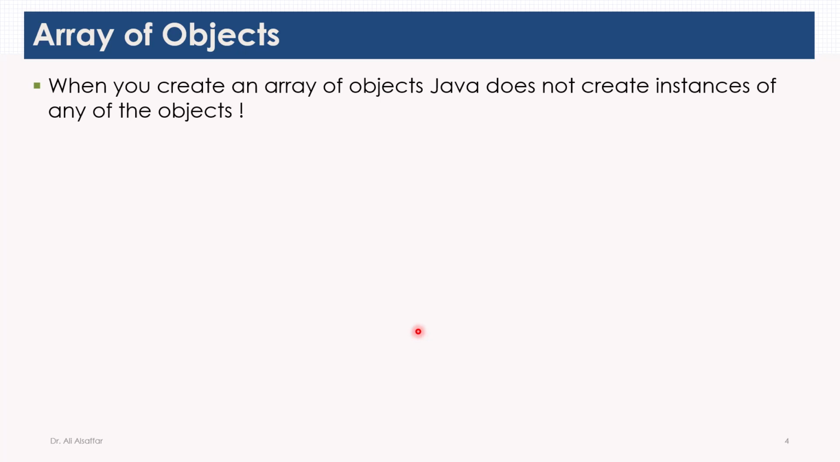Now we need to show you how to create an array of objects. When you create an array of objects, you know that Java does not create instances of any of the objects. However, it creates empty references to such type of objects. As an example, suppose we have declared an array for the student in class for 10 students.